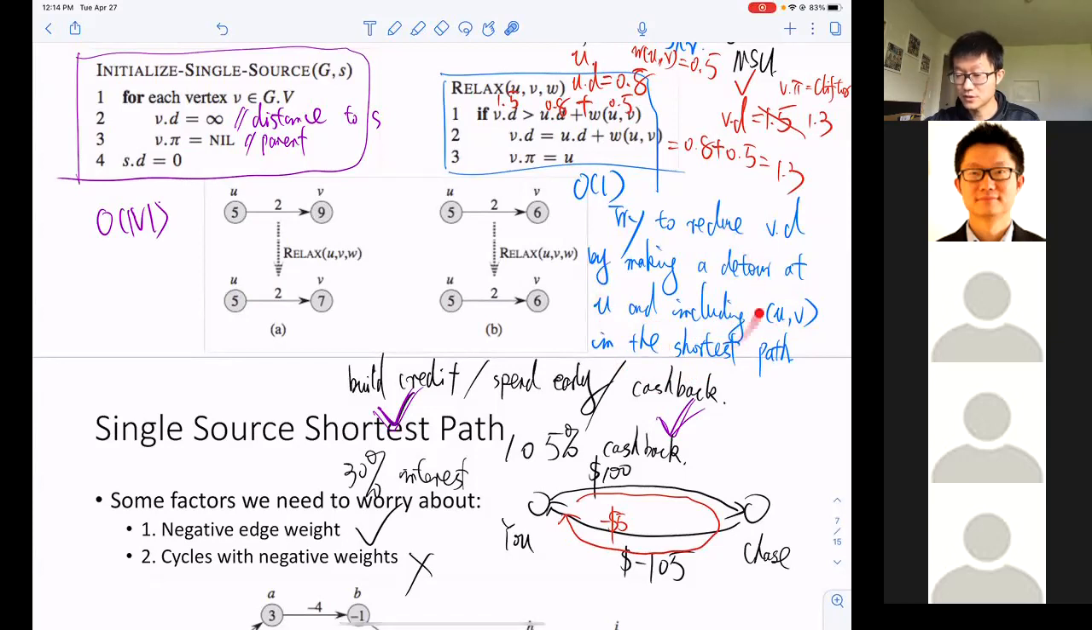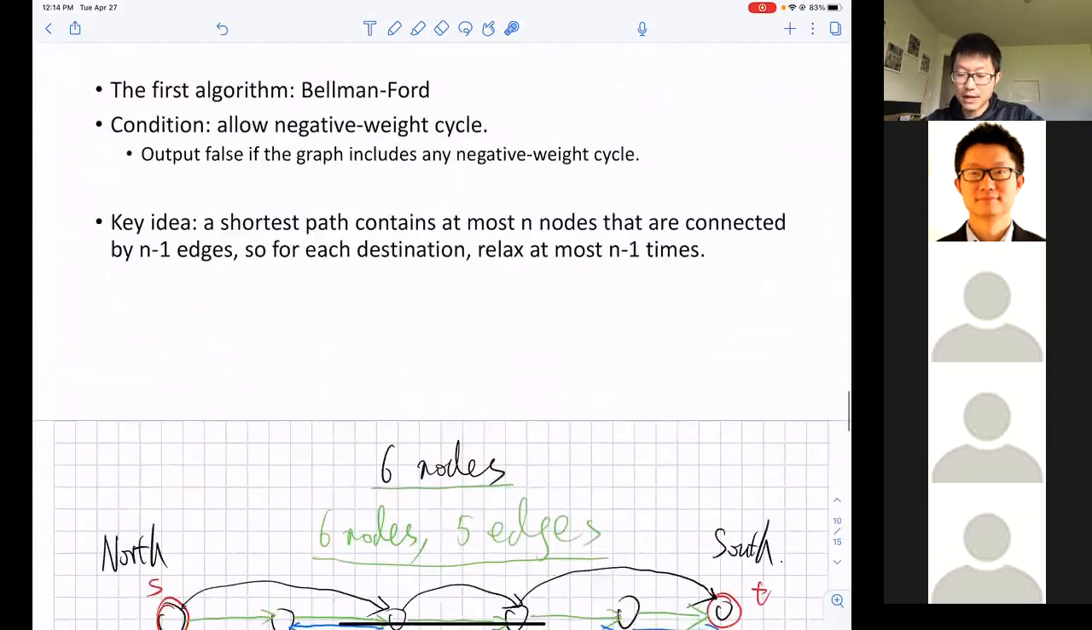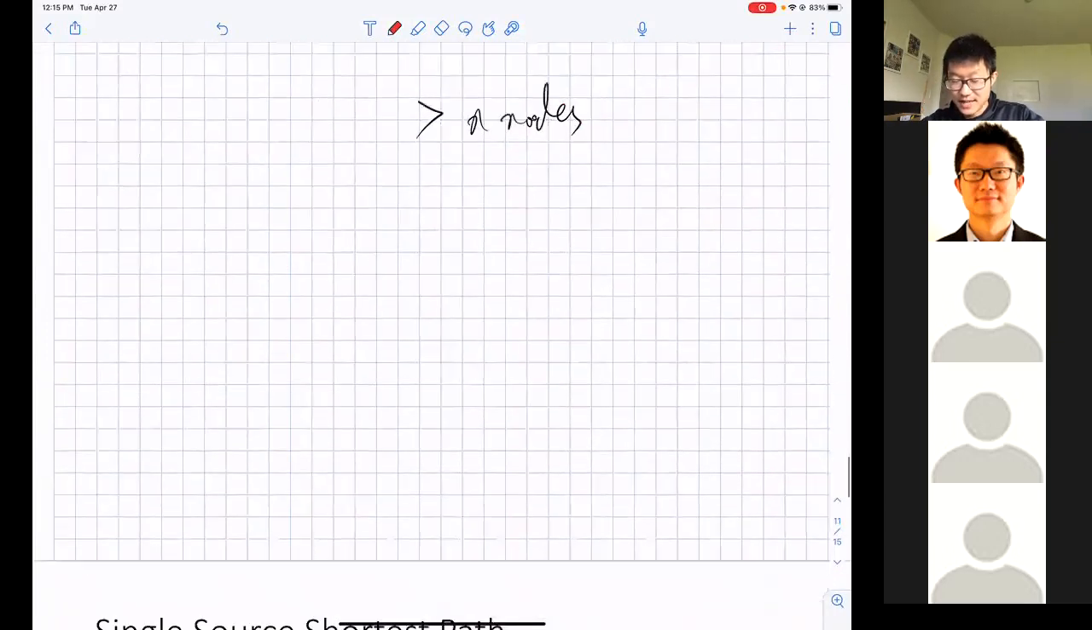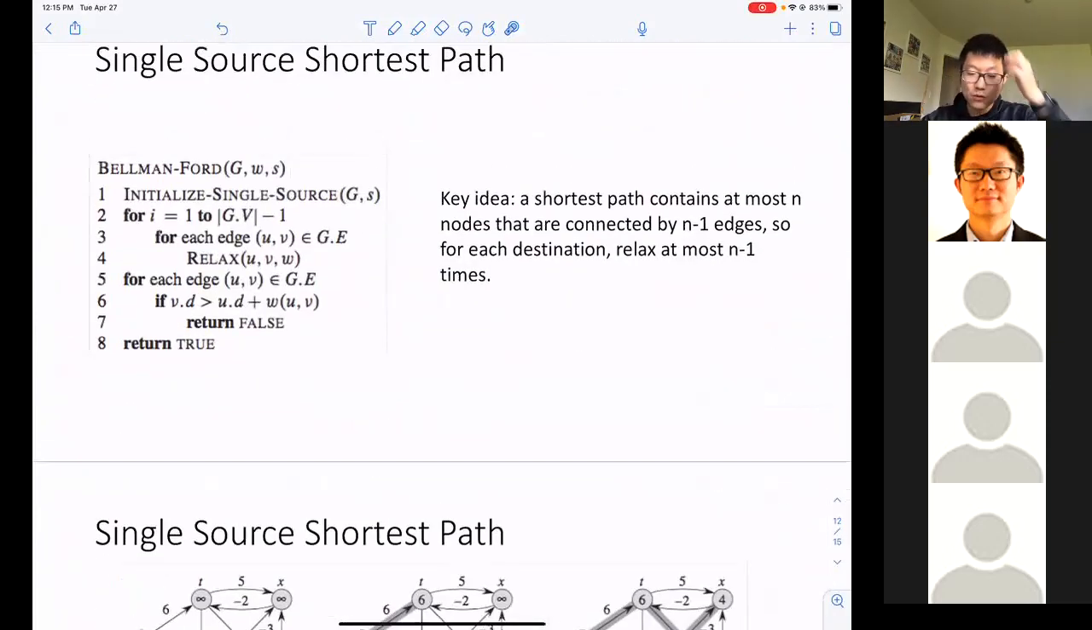This is what we do with the relax function. We try to include an edge in the shortest path. And also at the same time, we know that a shortest path can include at most n-1 edges, right? So then the Bellman-Ford algorithm, what we do in the Bellman-Ford algorithm is this.